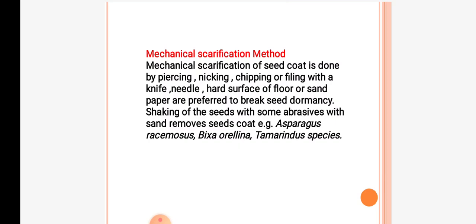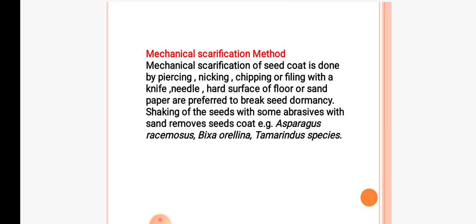Mechanical scarification method. Mechanical scarification of the seed coat is done by piercing, nicking, chipping or filing with a knife or needle. Hard surfaces of floor or sandpaper are preferred to break seed dormancy. Shaking the seeds with abrasives like sand removes the seed coat.